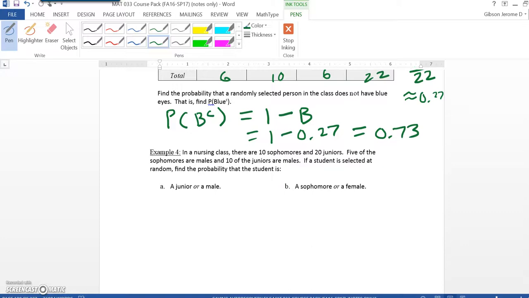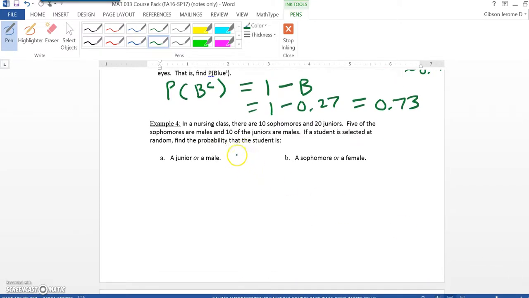Now we scroll here to example 4. It says, in a nursing class, there are 10 sophomores and 20 juniors. 5 of the sophomores are males, and 10 of the juniors are males. If a student is selected at random, find the probability that the student is a junior or male. Okay, so we want to take the probability of being a junior and also the probability of being a male, minus, we have to get rid of the overlap, which would be the probability of both.